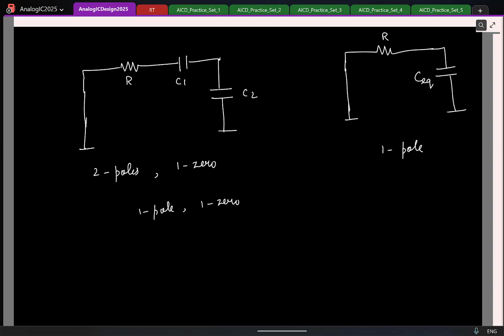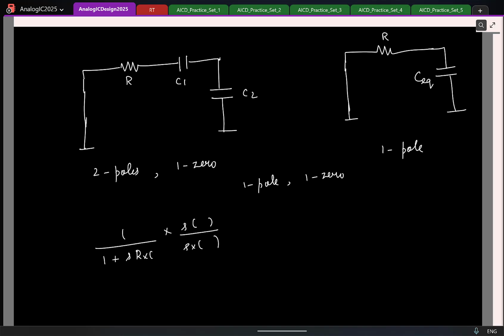In fact, if you compute the transfer function using state variable analysis, you will end up with a case like this. You will have some 1 plus s times r times c times some s times something by s times something. So you'll have a pole and a zero at s equal to 0, exactly cancelling each other.